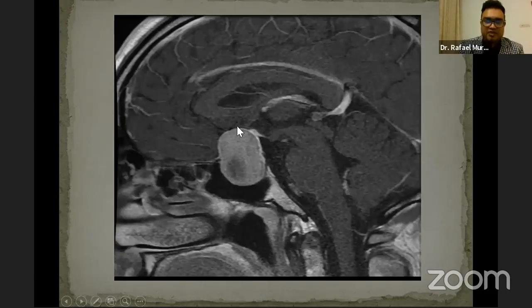This is the same patient, sagittal image, T1 weighted image, which is contrast enhanced. And we can see the hemorrhage portion, as they have necrosis inside, the hemorrhage portion is hypointense, and the rest of the solid portion of the pituitary becomes brighter with contrast.